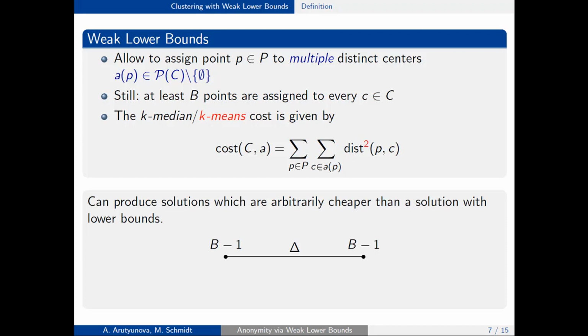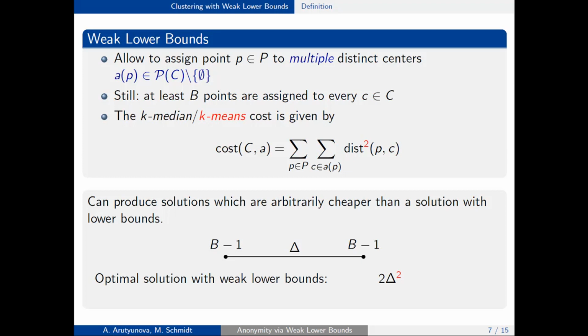Now this can produce solutions which are arbitrarily cheaper than solutions satisfying lower bounds, since it may be more valuable to assign points multiple times than closing centers. And this problem also occurs in this example below, where we have two locations with each b-1 points at a distance of delta. Then the optimal solution with weak lower bounds would just assign two of the points 2 times and induces a cost of 2 times delta, or 2 times delta squared for k-means.